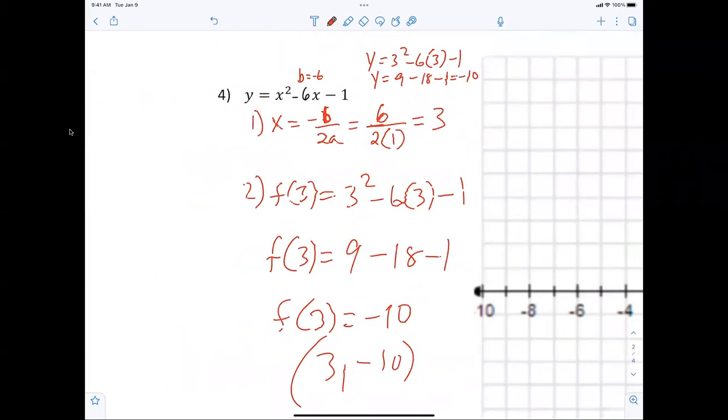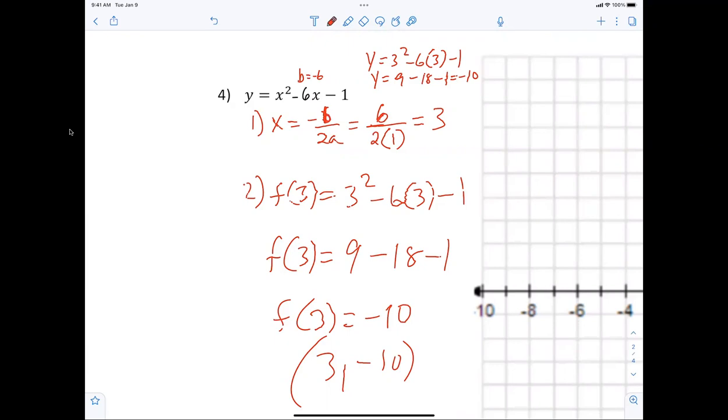Negative b over 2a. What is b? b is negative 6. So it'd be negative of negative 6, which makes it positive 6, right? 2 times what's the a value? a is 1. Right. 2 times 1 is 2, and 6 divided by 2 is 3. That's how I got that number. That's the axis of symmetry: x equals 3. You with me?